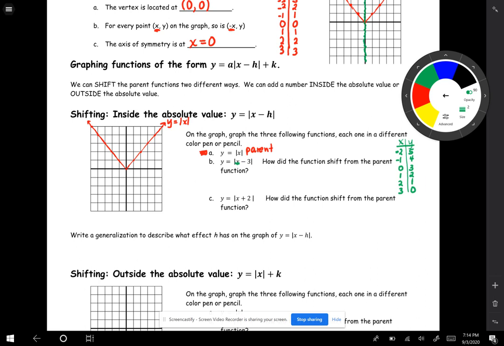We are going to start from the top row, (-2, 5). So go left 2, up 5. Left 1, up 4. Stay at 0, go up 3. Right 1, up 2. And then (3, 0).